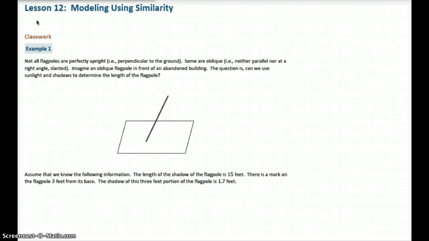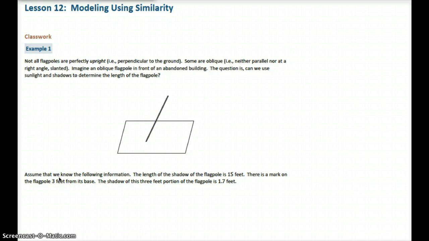Okay, in lesson 12, we're going to be looking at some more real life examples of looking at similarity between triangles. So if you look at the first problem there on your note sheet, it says, not all flagpoles are perfectly upright, which means they're perpendicular to the ground. Some are oblique, which means they're not parallel or at a right angle. It means they're actually slanted, like right here in the picture. So imagine an oblique flagpole in front of an abandoned building. The question is, can we use the sunlight and shadows to determine the length of the flagpole?